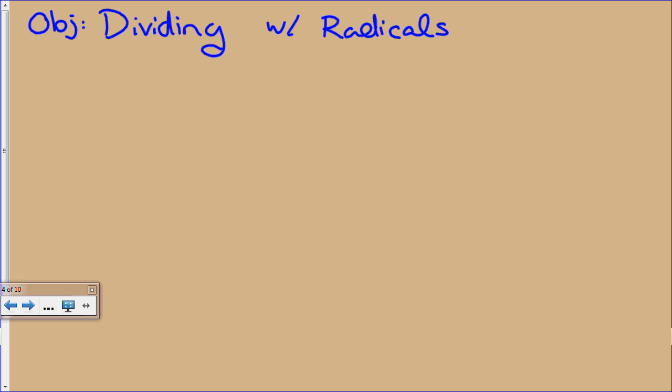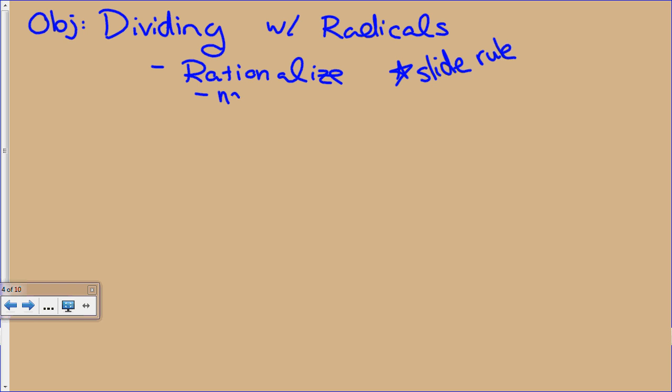But really the main topic, and we talked about this in our warm-up, is to rationalize. And we talked about why we started rationalizing, and that was because in the old days when we had no calculator, we had a slide rule, and it's now a common rule to simplify. Because it's simplified, there are no radicals in denominators.